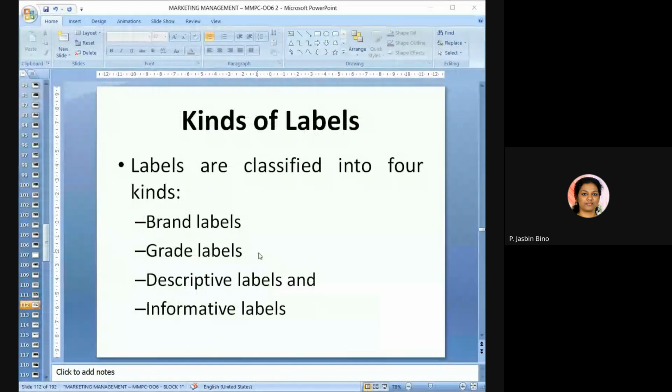Then there are different kinds of labels like brand label, grade label, descriptive label, informative label. These are all not needed for you.